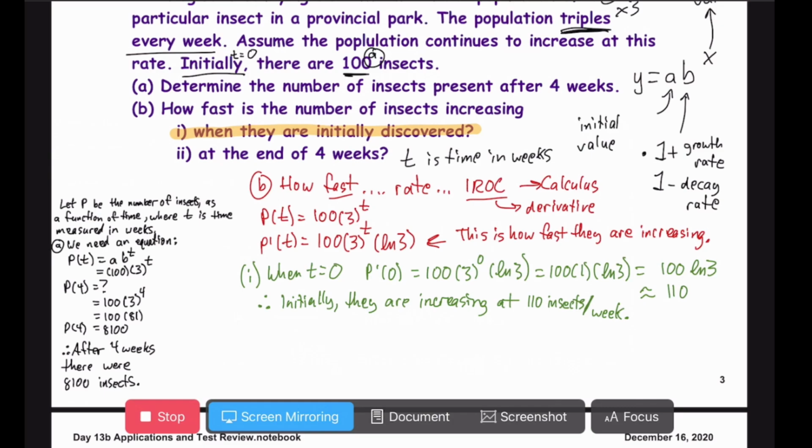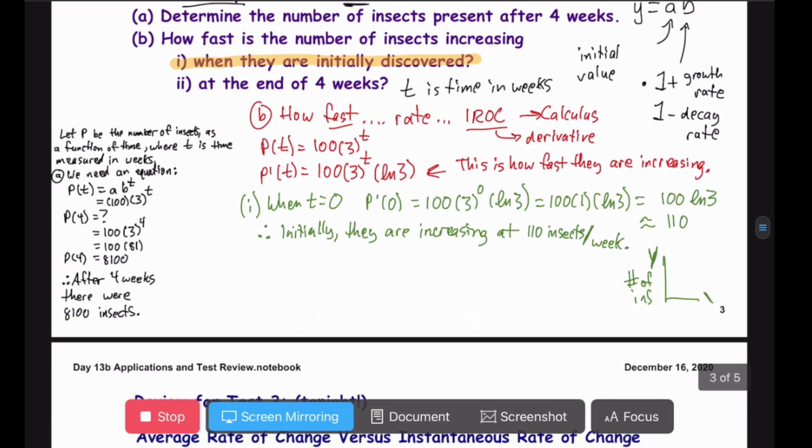Or in another question, it might be dollars per hour or liters per minute or whatever. It's whatever we're measuring on our y value, on our y-axis, which in this case is number of insects, over whatever we're measuring on our x-axis, which in this case is time measured in weeks. So remember, this is just like finding slope. Change in y over change in x, change in number of insects over change in number of weeks, or insects per week. So please remember that when you're writing these questions out. That's how you're going to find and state your units of measurement.